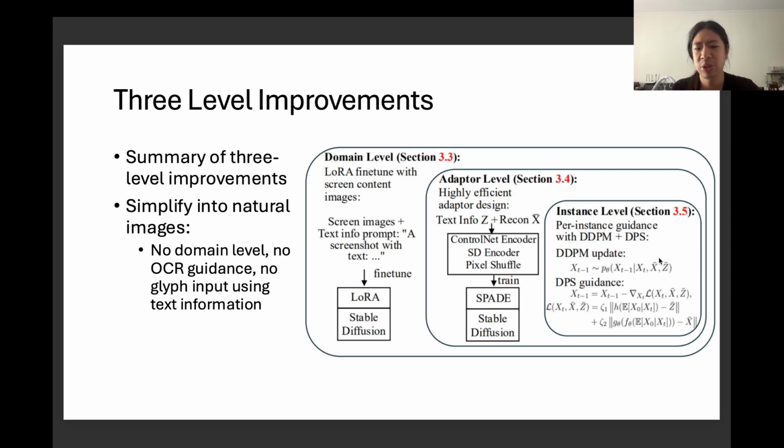Originally we sample using the DDPM procedure, and now we add the diffusion posterior sampling guidance for both the idempotency constraint of the codec, but also the OCR part. And this framework can also be simplified to adapt to natural images. If we remove the domain-level improvement, which is here, and we remove the OCR guidance of the instance level, which is here, and we clear away the glyph input using the text information, we can simplify this codec into a natural image codec, and it still works pretty well.